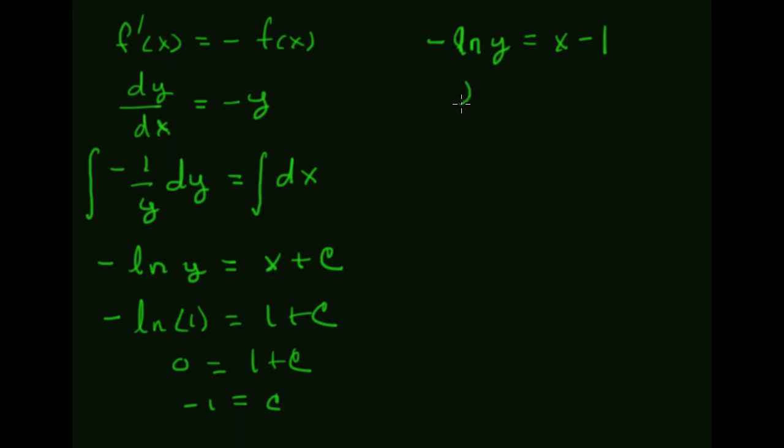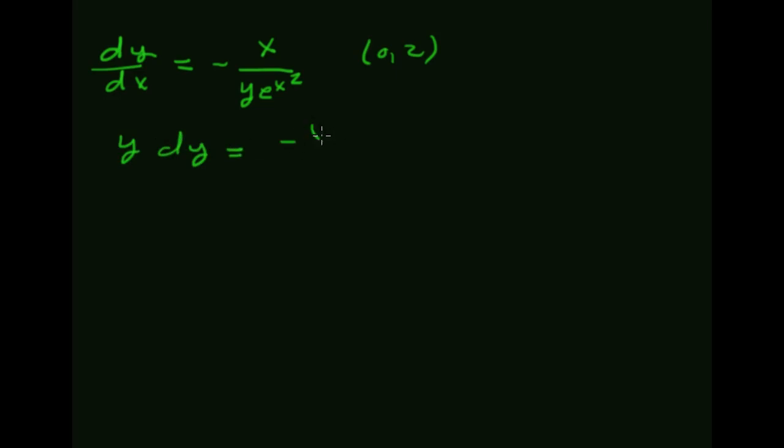That means that the natural log of y is 1 minus x. And if I take e of both sides, you get y is equal to e to the 1 minus x, which looks like answer C. So that's problem number 1.